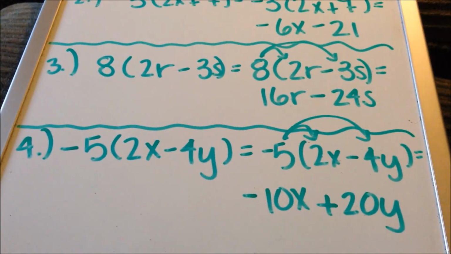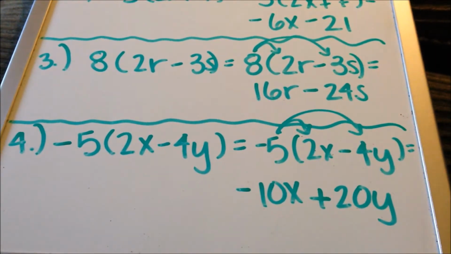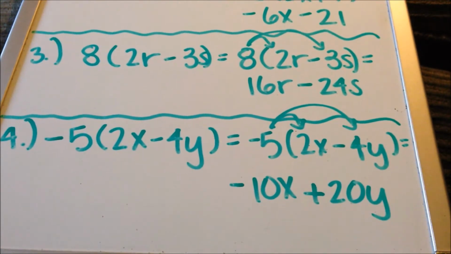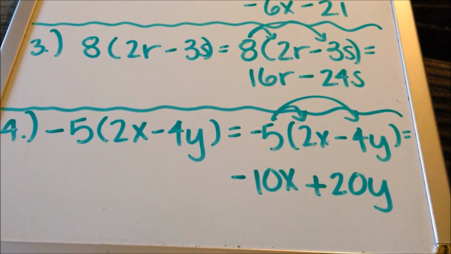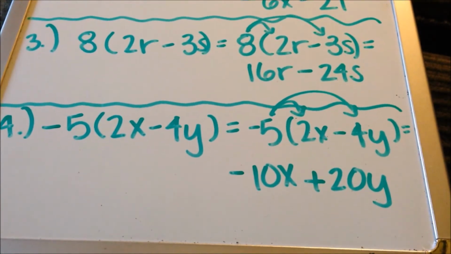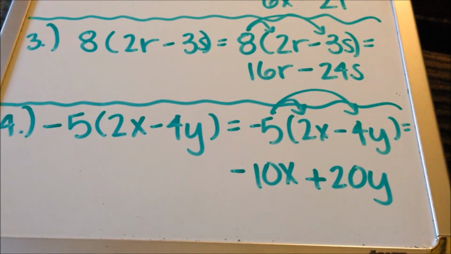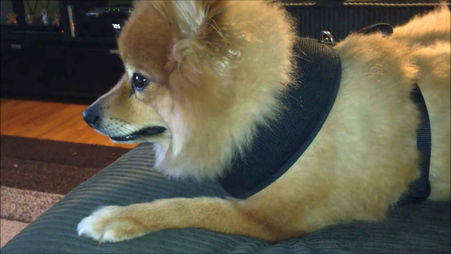Finally, we have negative 5 times the quantity 2x minus 4y. Let's distribute the negative 5 to both the 2x and the negative 4y. And be careful with your signs. We're going to have negative 5 times positive 2x, so that's negative 10x. And then we have negative 5 times negative 4y. That's positive 20y. Our final answer is negative 10x plus 20y.